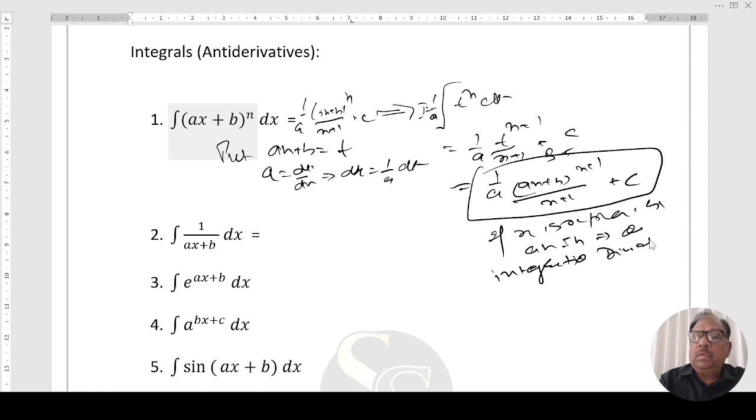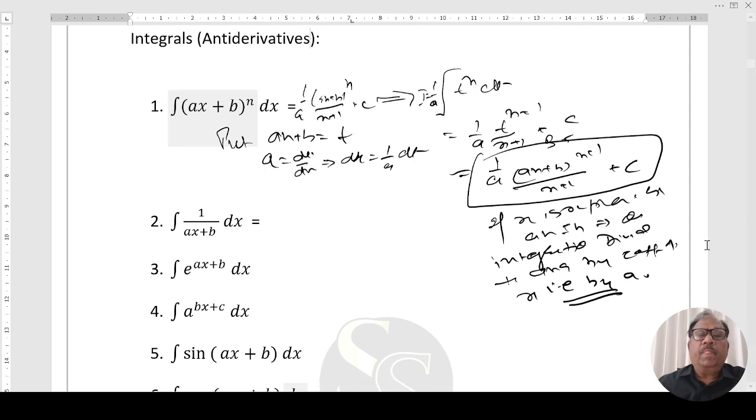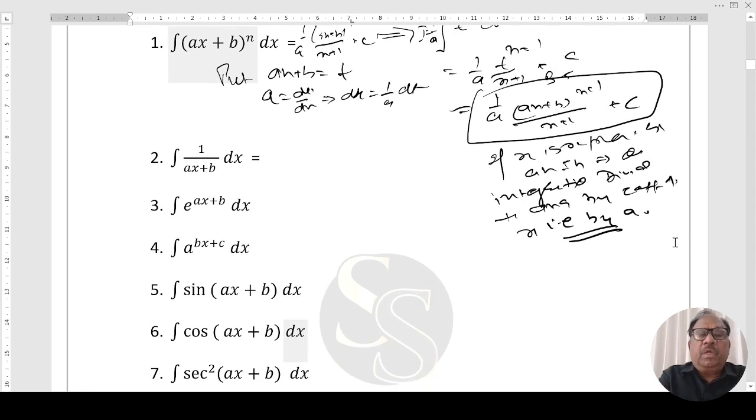divide the answer by coefficient of x, that is by a, right? Now similarly in this case, 1 by a log of ax plus b plus c, 1 by a e to the power ax plus b plus c.